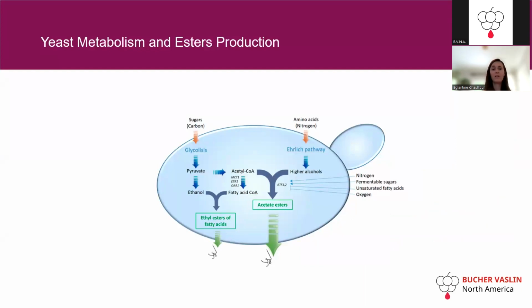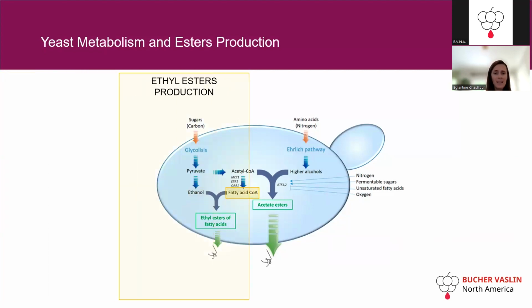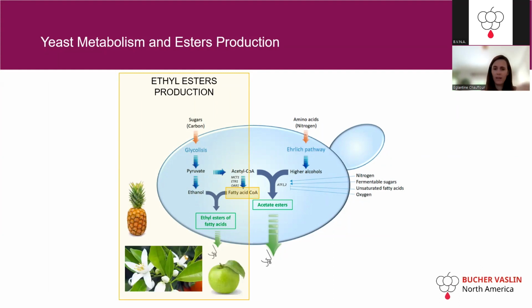We know yeast produce esters, but there is different type of esters. So there is the ethyl ester production, which are actually coming from fatty acids. This is the yeast and the fermentation metabolism, and then the amino acids metabolism. Fatty acids are used by the yeast to produce ethyl esters of fatty acids. These have a higher threshold of aromas, so you need more aromas to smell them. But they are very delicate aromas, such as pineapple, apple, very floral, orange blossom type of aromas. So very delicate and very complex aromas.